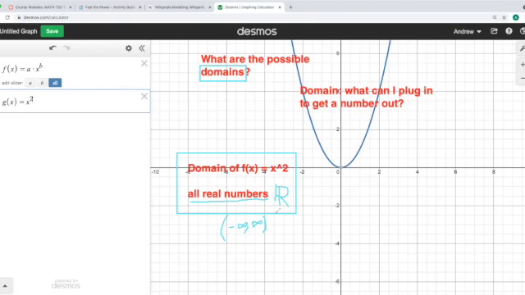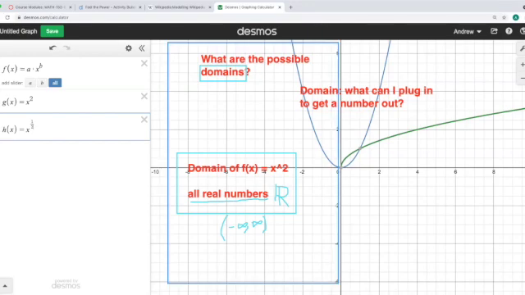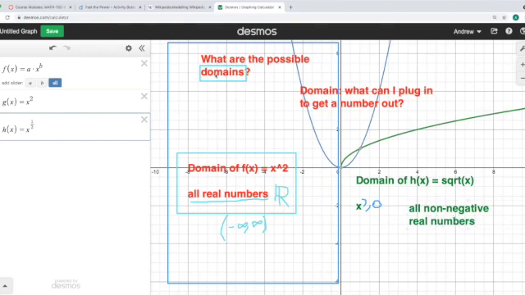What about if we look at h of x equals x to the 1/2? Now I'm not getting any y values for negative x. Can't take the square root of a negative number. So this missing part over here where x is less than 0, I don't have any outputs for that. So that's not in the domain. The domain of h of x equals square root of x is x greater than or equal to 0. Or you could also say all non-negative real numbers. Sometimes we use non-negative to mean not negative. So that's something else we saw through our exploration here.